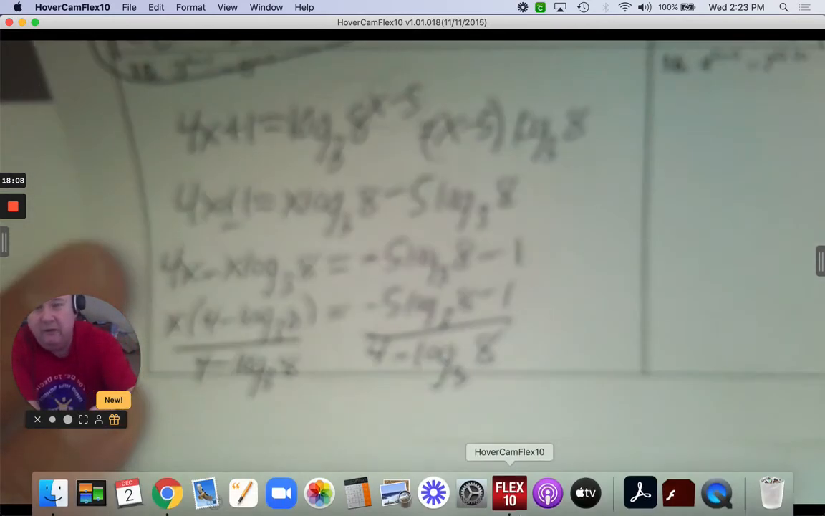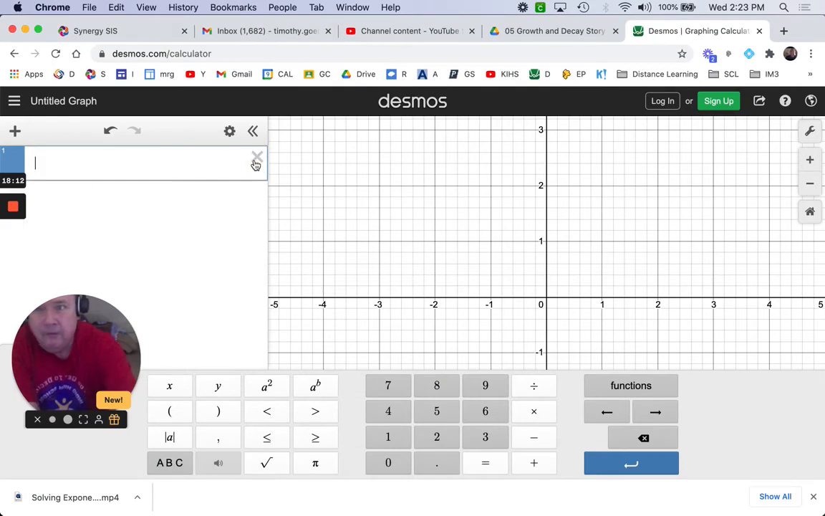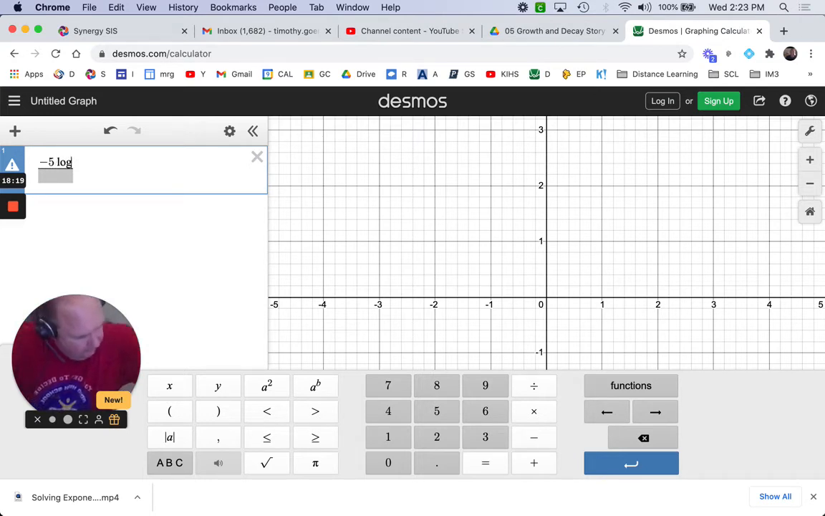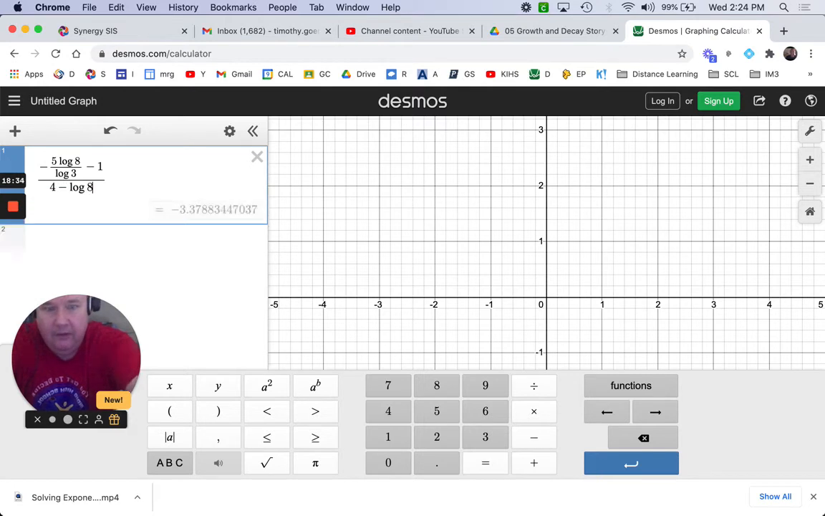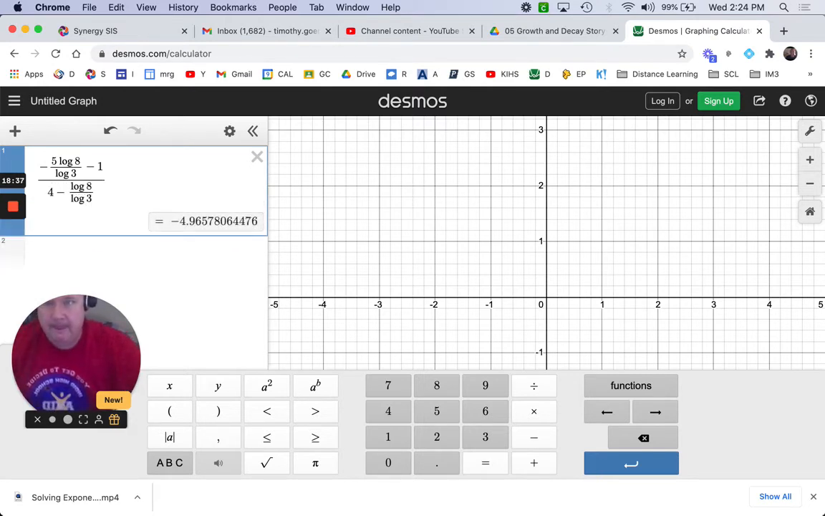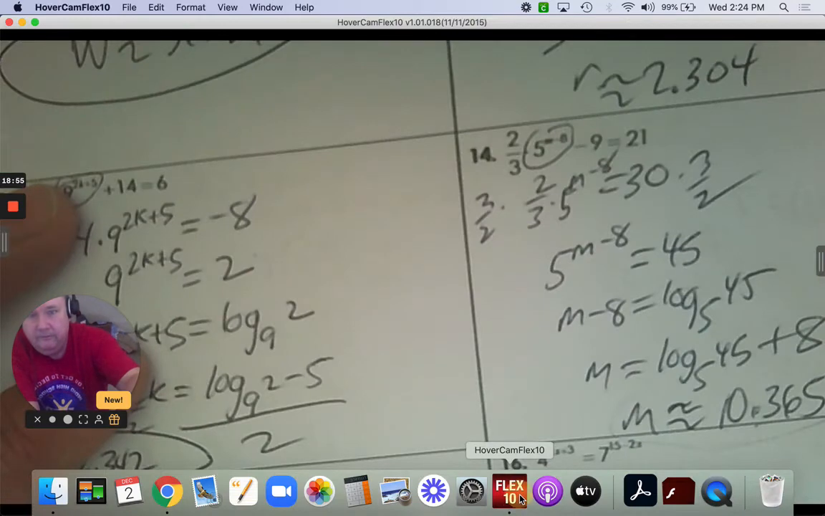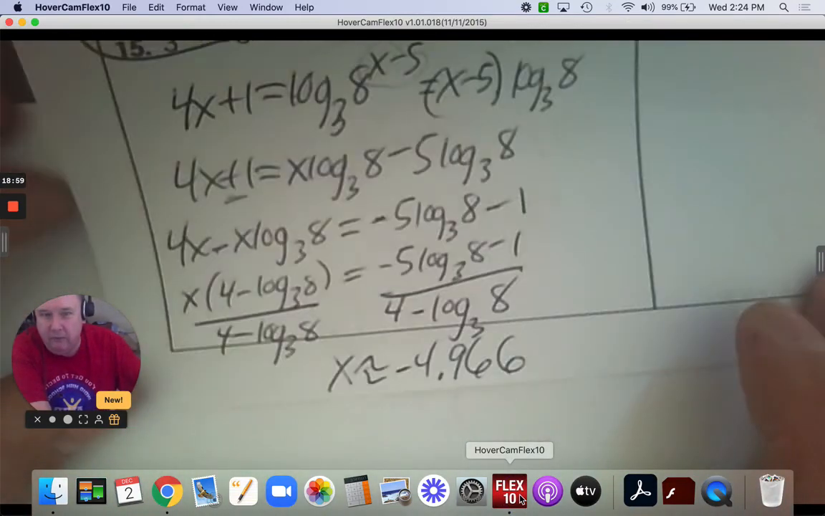All right, that's what we're going to put in the calculator. Start with the divide sign, and then it's negative 5 times log 8 divided by log 3. Move the cursor, subtract 1. And then in the denominator, it's 4 subtract log 8 divided by log 3. And there's your answer. Okay, one more left to do. So it's negative 4.966.